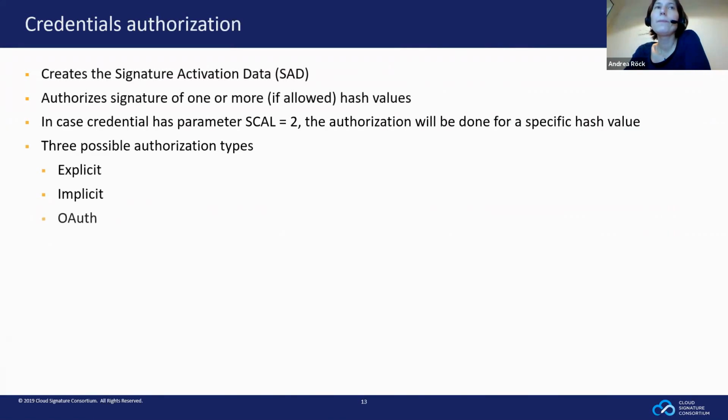So now we come to the credential authorization. How does this work? Before signing itself, we will create an authorization to sign. For this, we will create a signature activation data, which we call SAD. The authorization is for one or more hash values, so for one or more signatures of hash values.